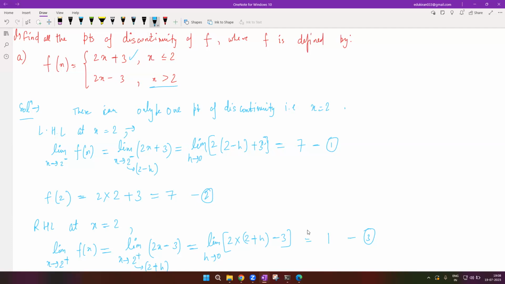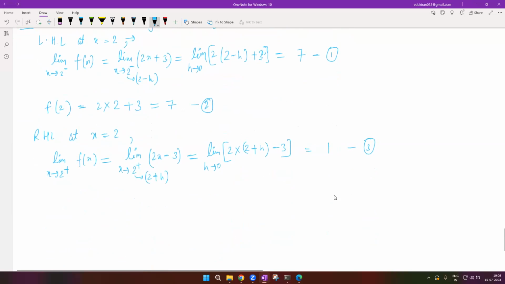Is the function continuous or not? Sir, it's discontinuous at x equals 2. Yes, the function is not continuous. There is a point of discontinuity, and the point of discontinuity is x equals 2. So from the first, second, and third, we can see LHL and f(2) are the same, but RHL is not the same. So from the first, second, and third, LHL at x equals 2.